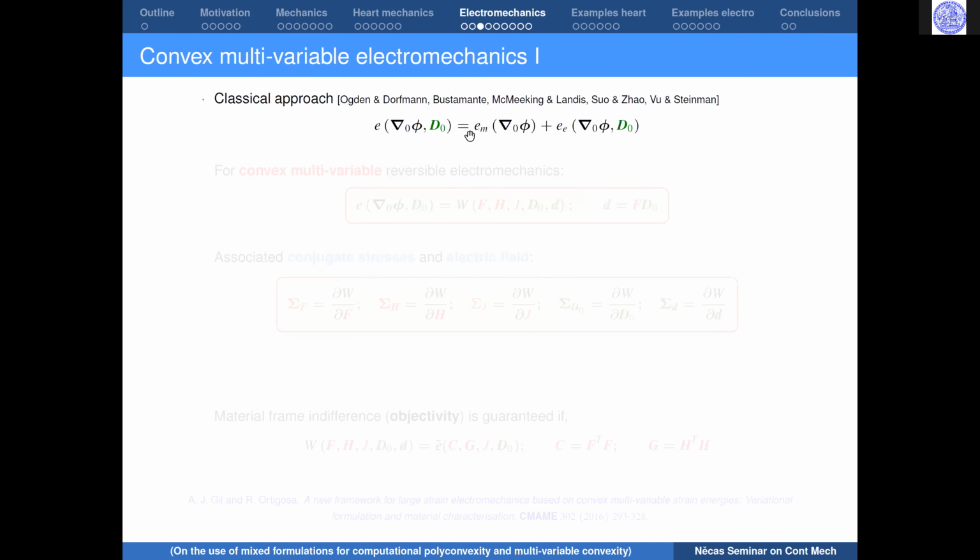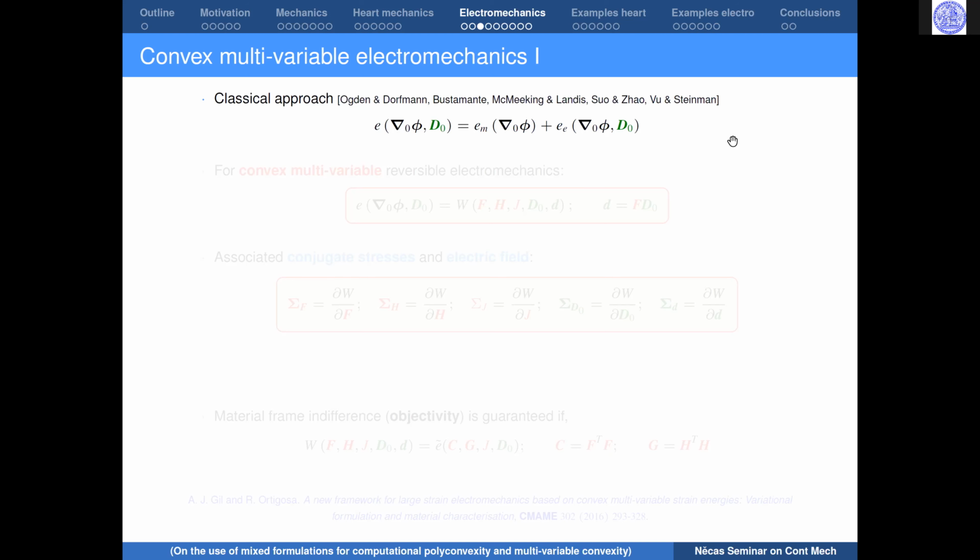As I said, many authors have contributed, providing energies. But one thing that got our interest several years ago was the possibility to ensure that these energies were well posed, and in the same way that polyconvexity had been used in the case of mechanics, if it was possible to obtain something similar in the case of electromechanics.